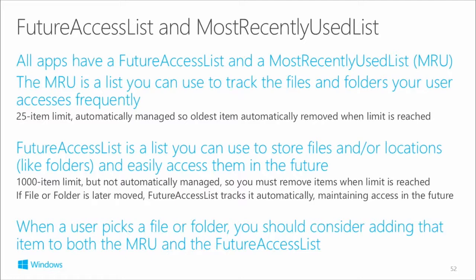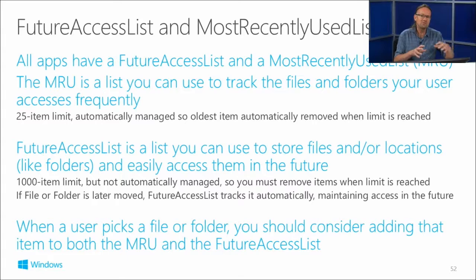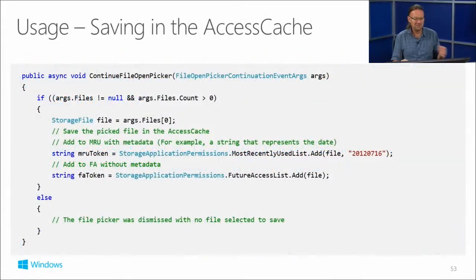But both of these store a storage file or a storage folder, and a bit more than that. They store the implied permissions with it as well. It means you can get out of this list a reference to a storage file that isn't in the app's local folders. It could be out in the camera roll, or it could be in OneDrive, or it could be in my best file provider picker's data store, whatever that is. I'm going to stop saying that.